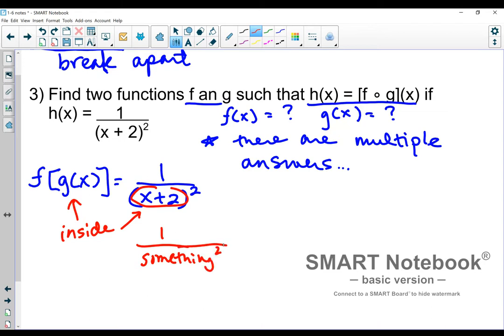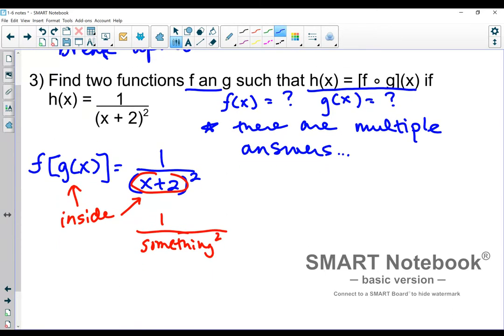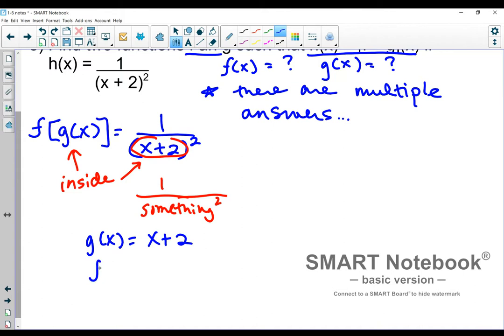And so I would let the g of x, and it is kind of weird. There's not really any work to show on these. I would let the g of x then equal that x plus 2. And then my f of x would just be 1 over. So I want to write that something was being squared, and I would put that x plus 2 in for it. So this is just going to be 1 over x squared. So that's going to be my guess.